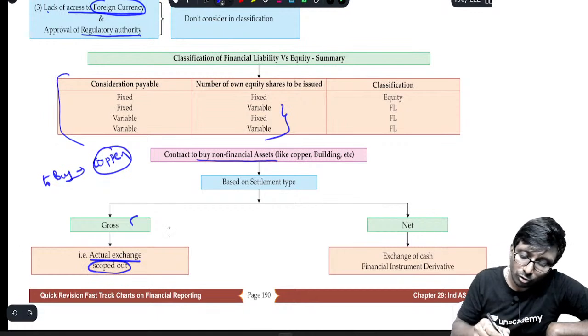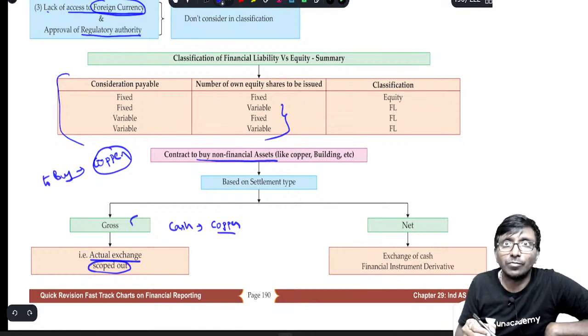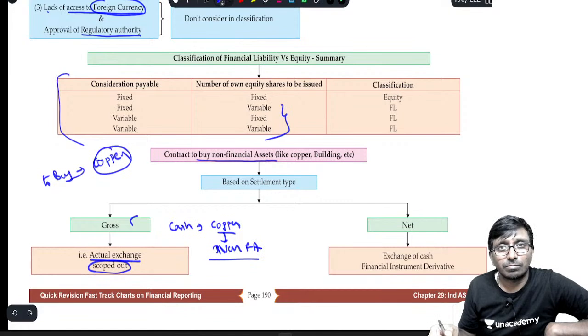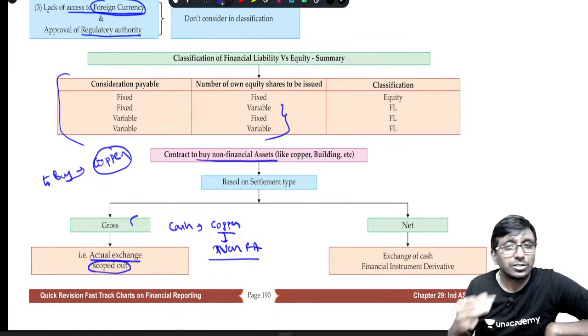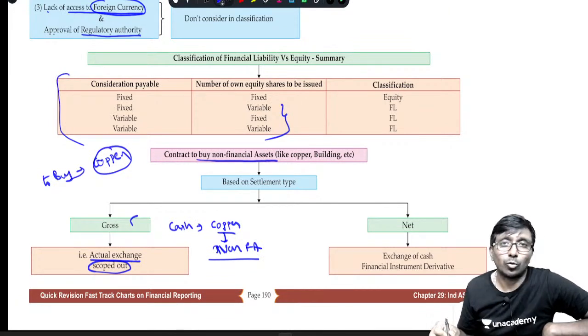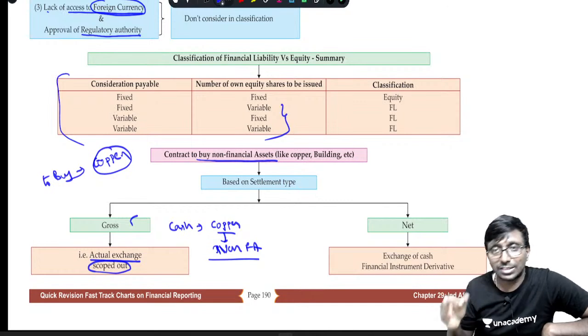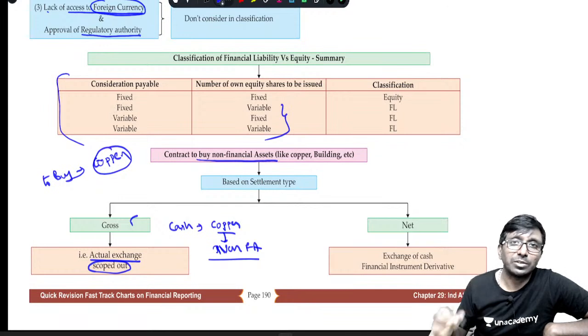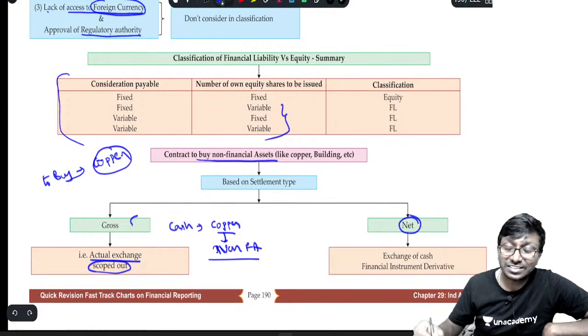Why? I give cash and I get copper. Is copper a financial asset? No, sir. It is inventory, maybe. It is a non-financial asset. What are you exchanging? A financial asset for a non-financial asset. Sorry, it is not within the scope. Financial asset for financial asset then comes into the picture. Otherwise, it will not come into the picture. Got my point?